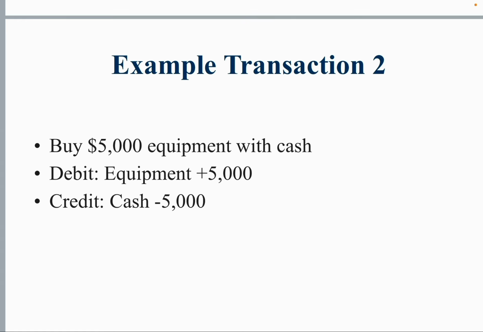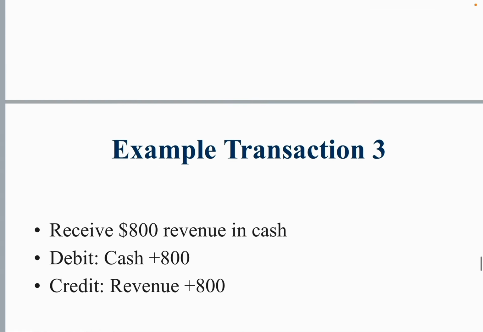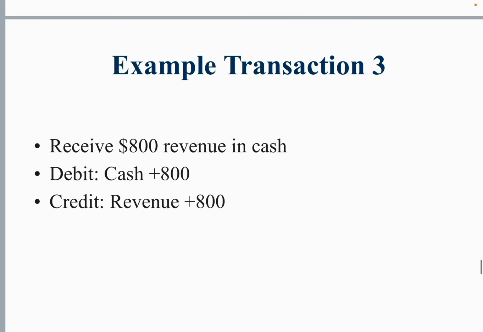Example transaction 3. Business receives 800 revenue in cash. Cash increases, debit. Revenue increases, credit. Journal entry: debit cash 800, credit revenue 800.